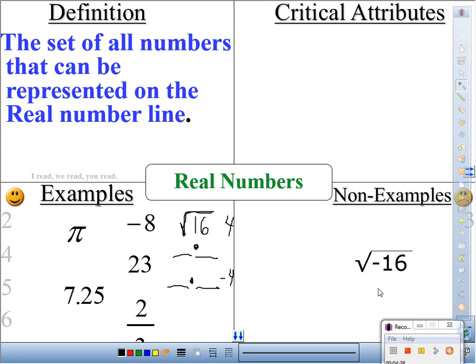Now, with that said, what number times itself gives us -16? Boom. I said, what number times itself? There is none, right? So if there is none, then this is not a real number. Now everybody look up. Everybody's seen this before. Look at me. Who's seen this before?